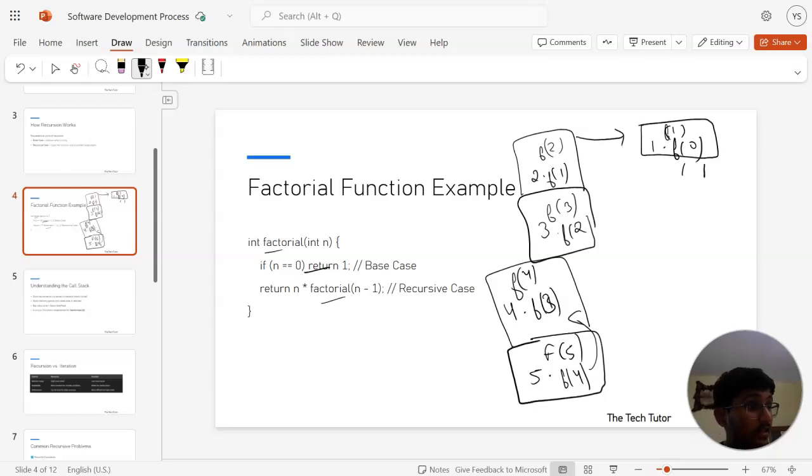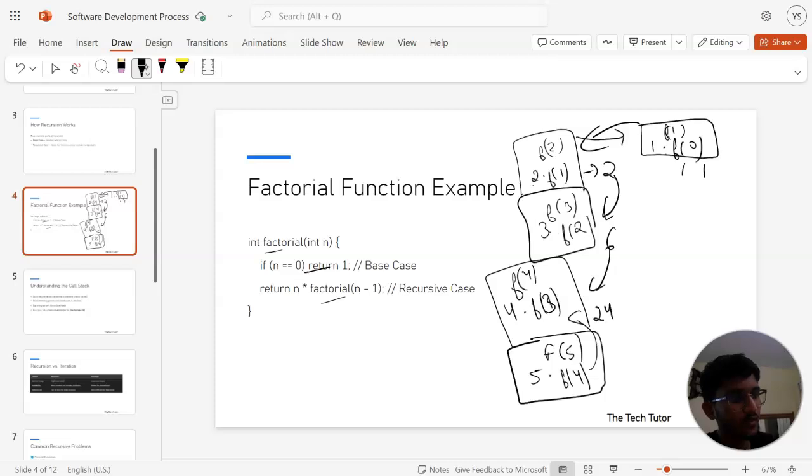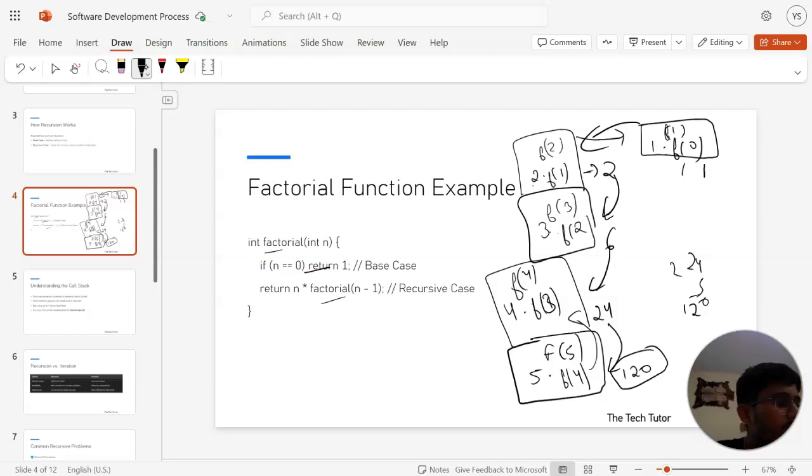Now, this is the part of recursion that we should remember. 1 times 1 is 1. It's going to go back over here: 2 times 1, because f of 1 is going to be 1. 2 times 1 is 2. That's going to go down. 3 times 2 is 6. That's going to go down. 6 times 4 is 24. Now 24 is going to go down. 24 times 5, what is that? 24 times 5 is going to give us 120, guys. So the answer to this call is 120.